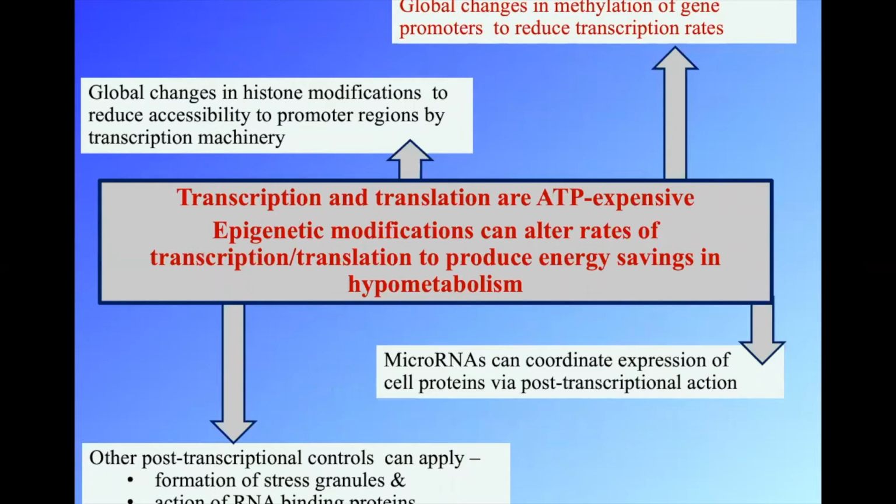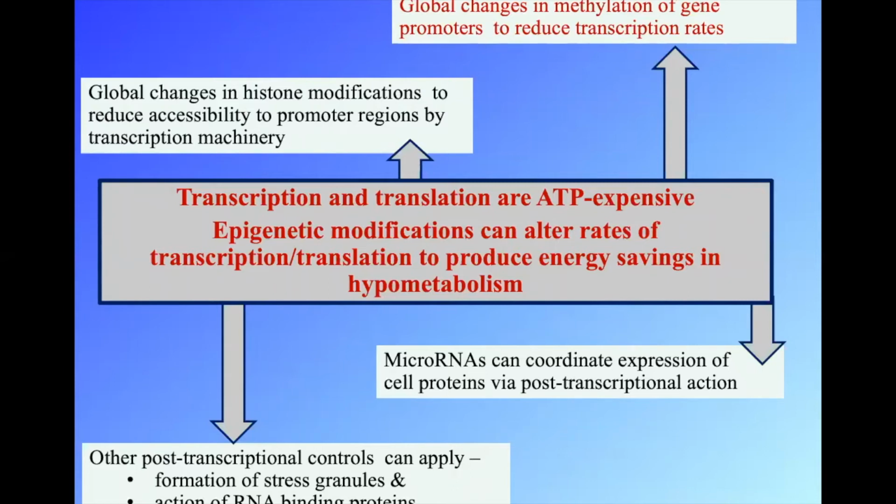Here is the idea in the middle, and then the ways it's regulated on the outside. So ATP expensive. You're making and breaking ATP, you're making heat. Hibernators stop that. No matter what their body temperature, they've turned off their metabolism. And the way you turn off your metabolism is you methylate the gene, you modify the histones, or you regulate microRNA. There's a fourth group of things that happen.